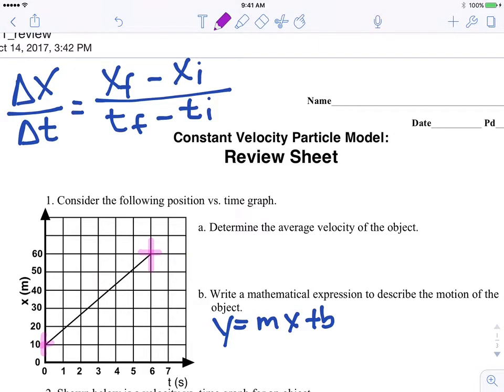Hello everyone, this is our review sheet for Unit 1 exam.